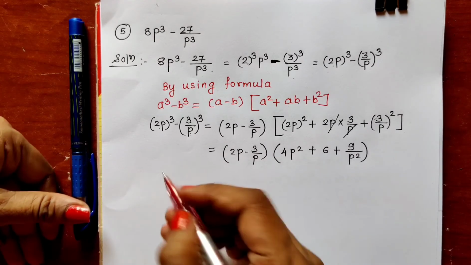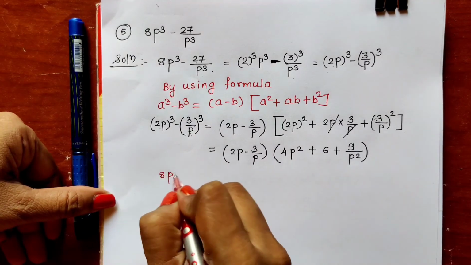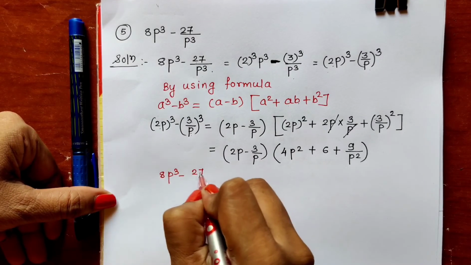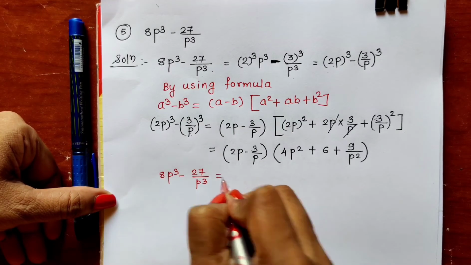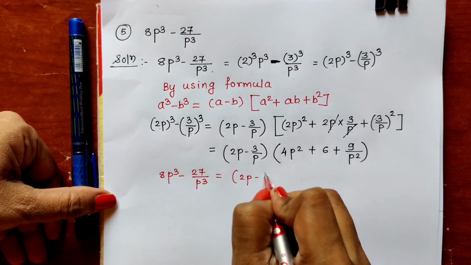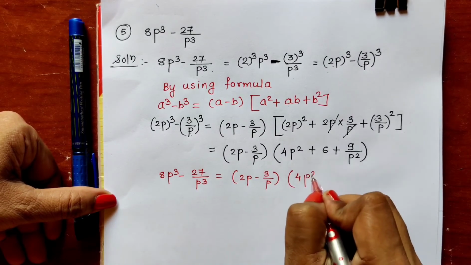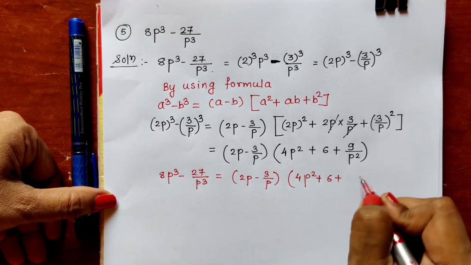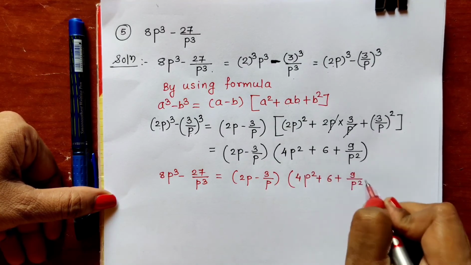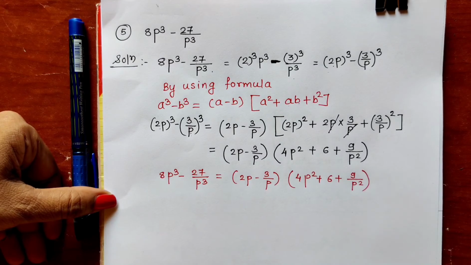Write the answer in the end. 8p cube minus 27 upon p cube is equal to 2p minus 3 upon p, in second bracket 4p square plus 6 plus 9 upon p square. Now let us go on to the next sum, sixth sum.